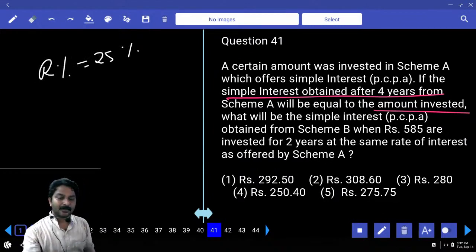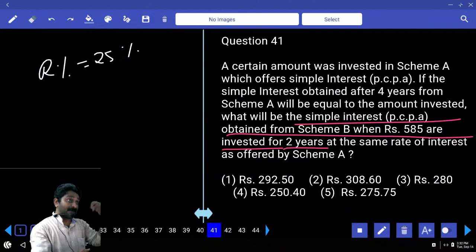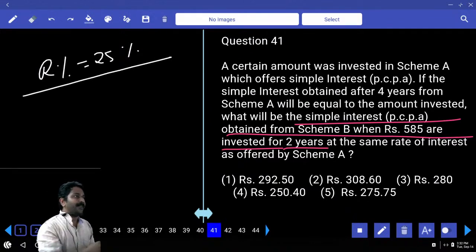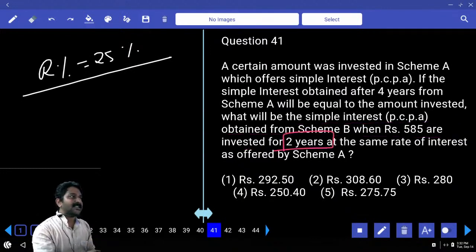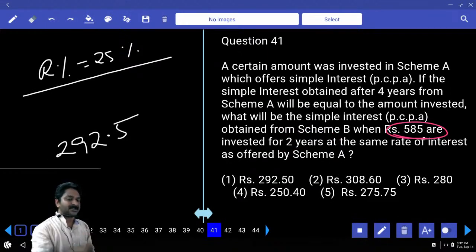Next. What will be the simple interest obtained from scheme B when 585 rupees are invested for 2 years? In 2 years, how much percent interest will you get? Per annum, if it is 25%, in 2 years what is the percentage? 50% on principal 585 is 292.5 rupees. First option answer. Over.